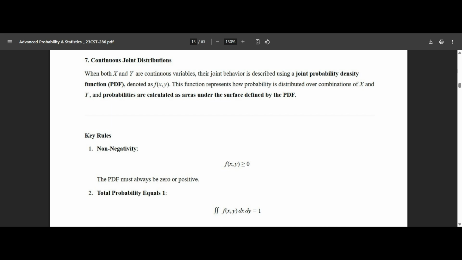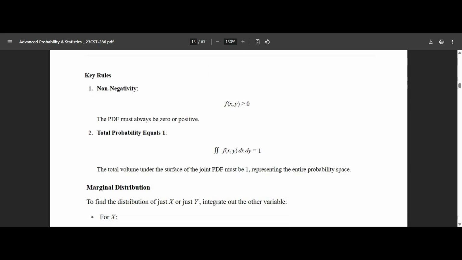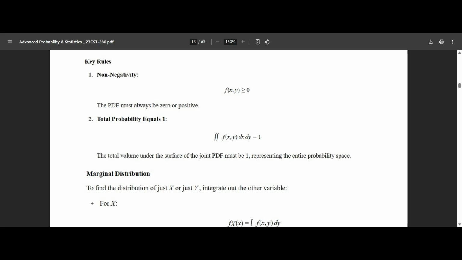So what are the key rules? Firstly, it's non-negativity. f of xy is greater than or equal to 0. That is, the PDF must always be 0 or positive, and total probability always equals 1. That is, double integration of f of xy dx dy equals 1. That is, the total volume under the surface of the joint PDF must be 1, representing the entire probability space.